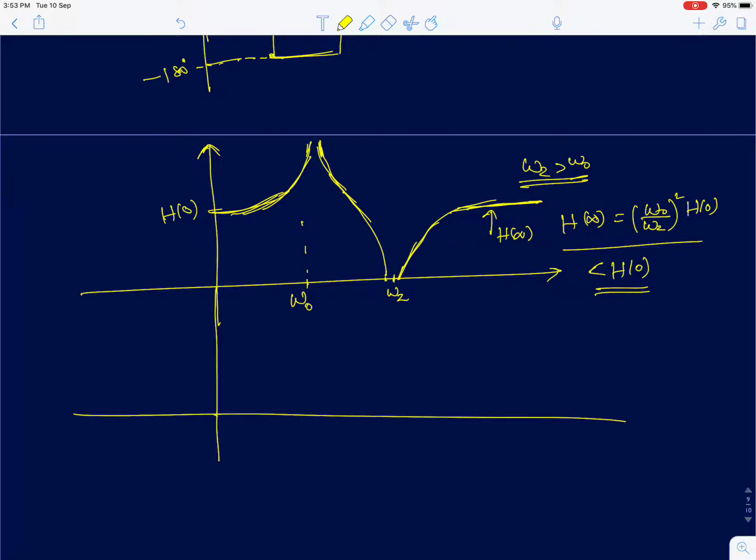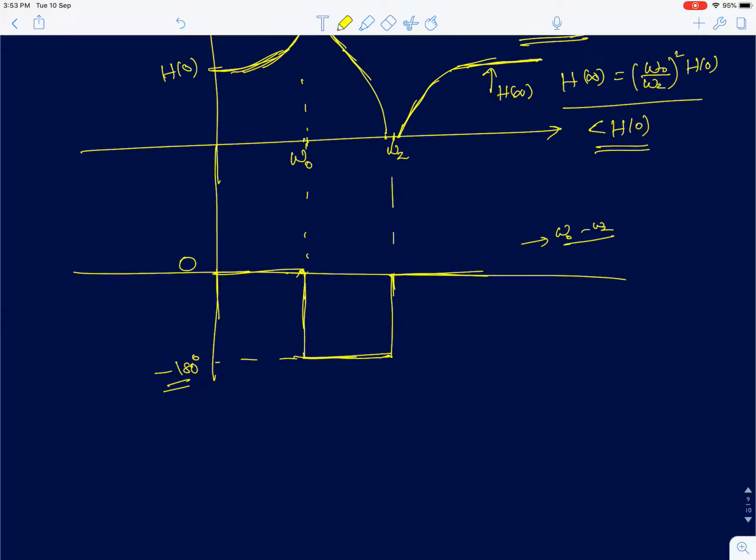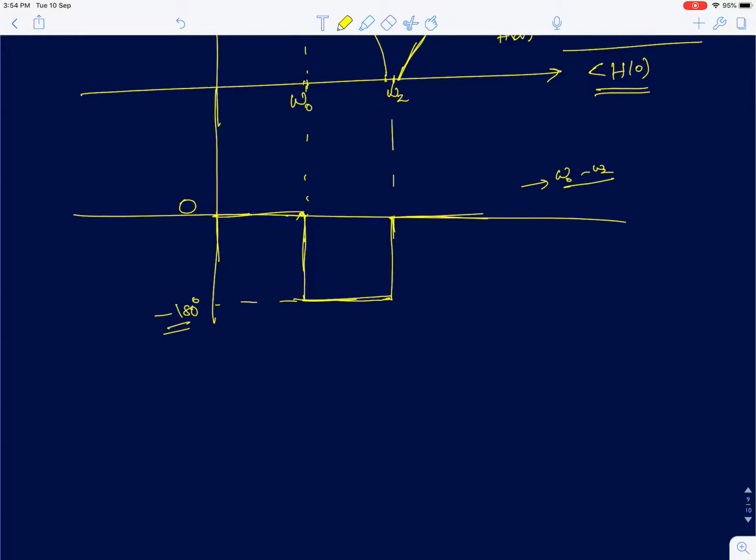And the phase response, again it will be 0 initially, and at omega z it will reach minus 180, and after that it will remain constant at minus 180, and the moment it hits omega naught, again it's going to go back to 0 degrees. So you'll have a range of frequencies for which your phase response will be minus 180. Phase response really doesn't change between omega naught and omega z, it's going to be 180 degrees. So that's about the frequency response of this transfer function.